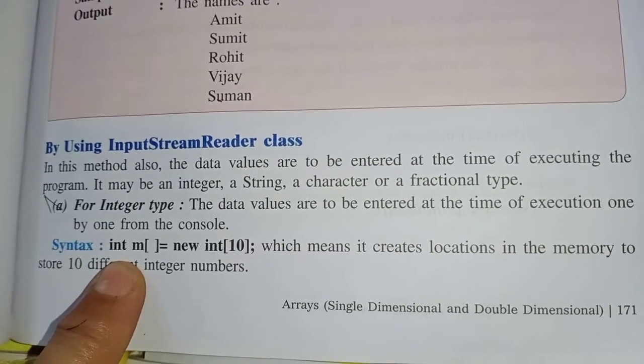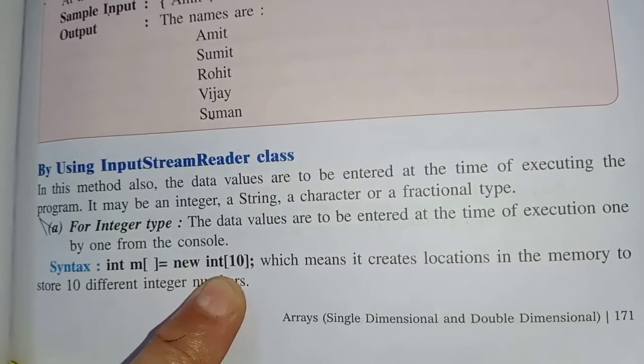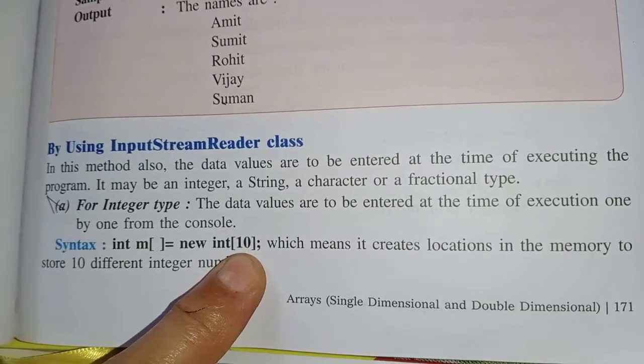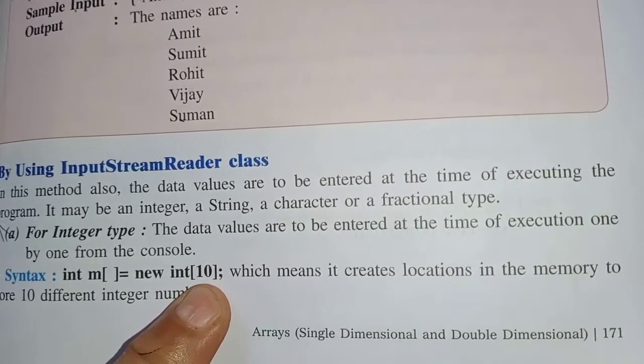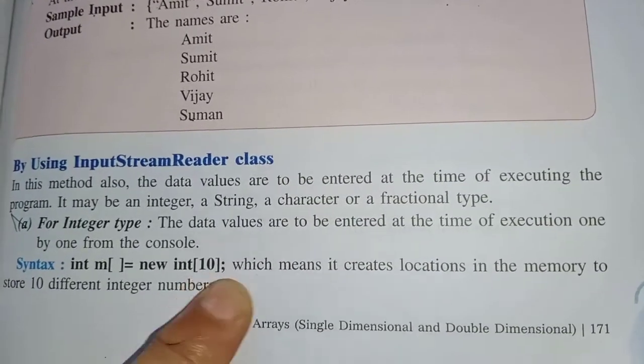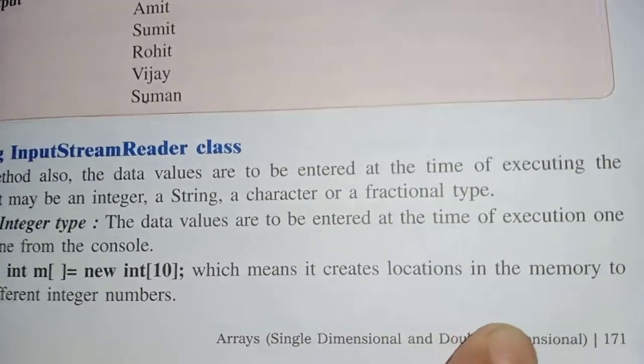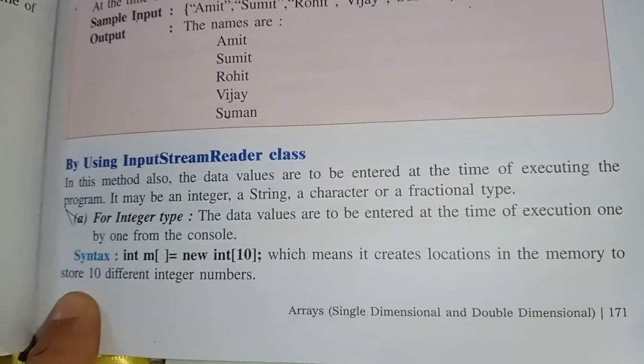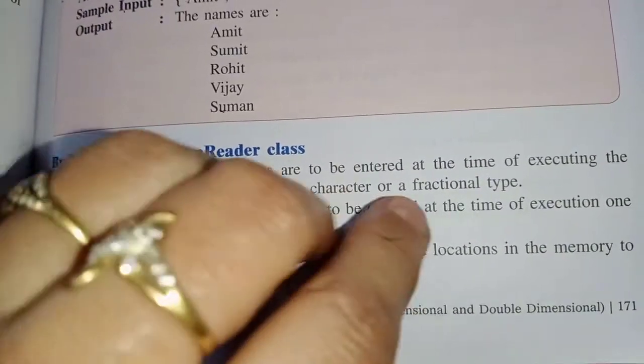Here in this program we will write int m is equal to new int 10, 20, 50 or 100. As many elements of integer type as you want, you can write here as the size, which means it creates locations in the memory to store 10 integer numbers.